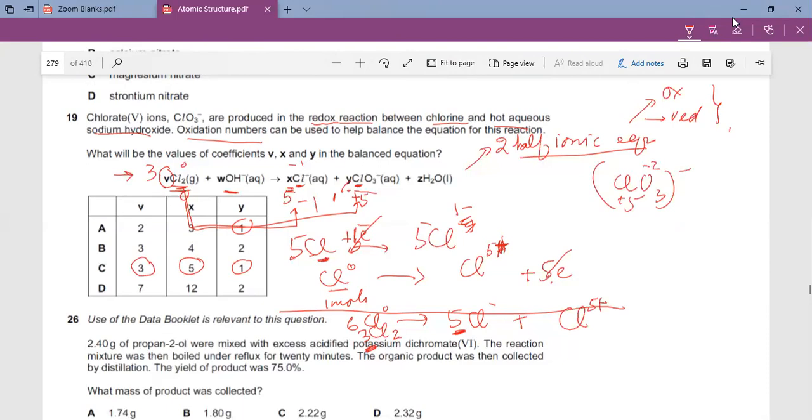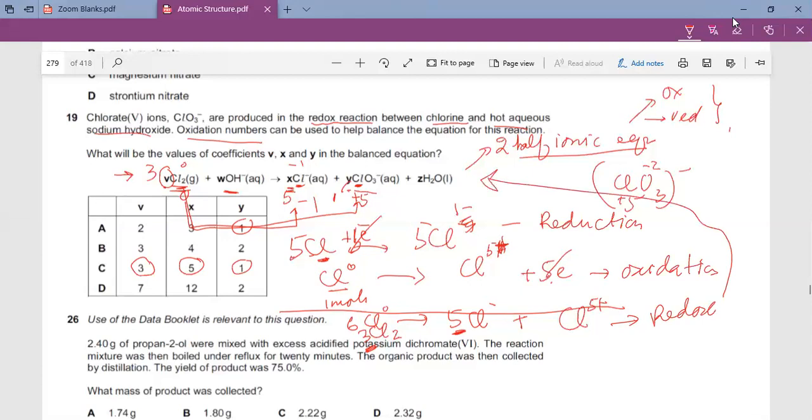Is that understood? Now, of course, this is reduction, and this is oxidation. And what is the final equation called? The redox reaction, which is this one here, to give you the whole thing. Okay, I think I saved my time a bit. Is that clear?